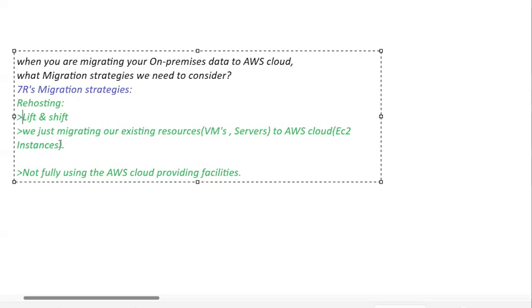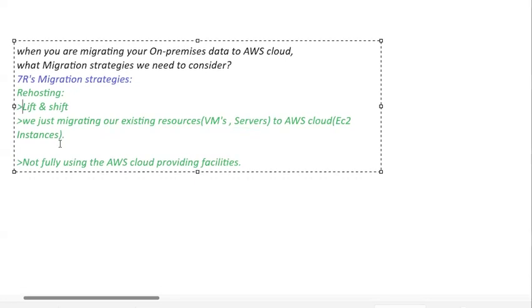You can assume that during the starting days, you just move your backups to EBS volumes. You are not moving your whole infrastructure to AWS, and you do it because it reduces your cost. So in rehosting, a lift and shift operation happens. Let us see the second one.